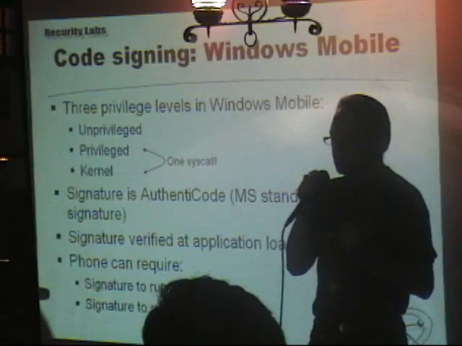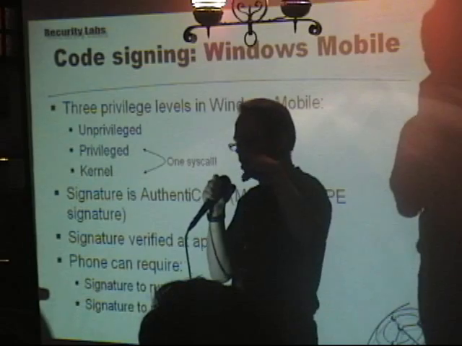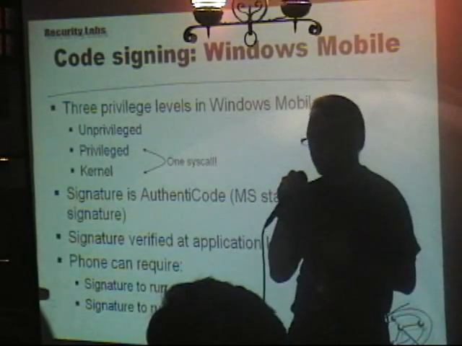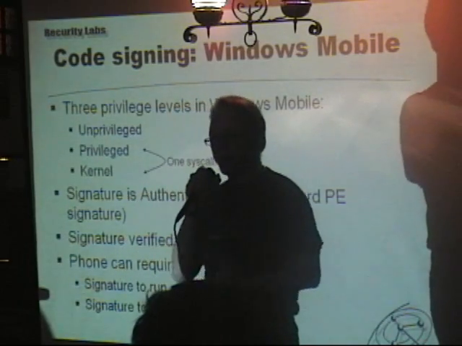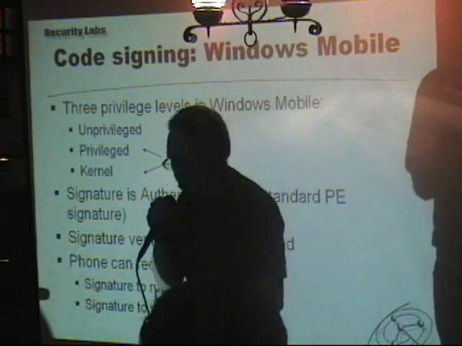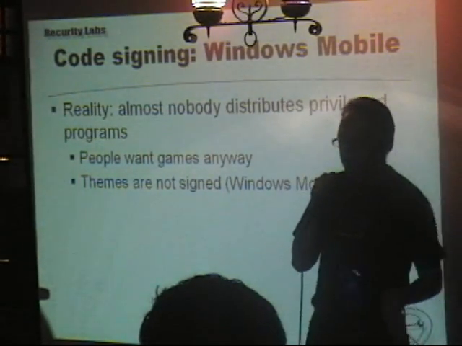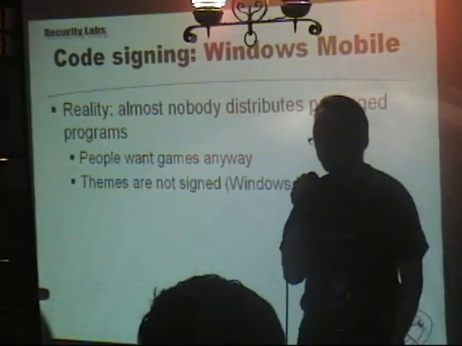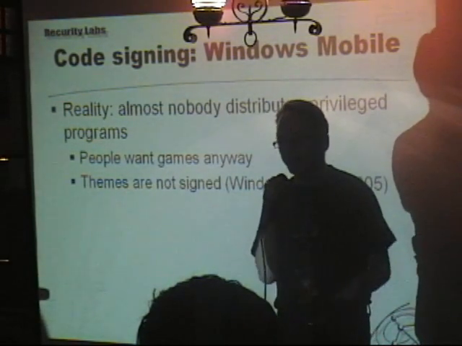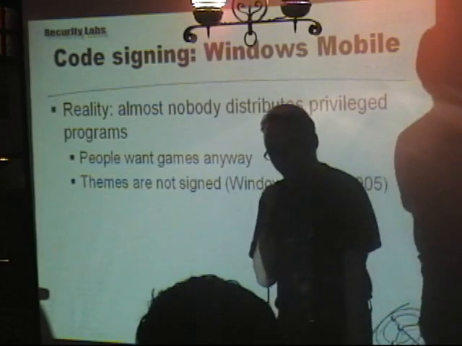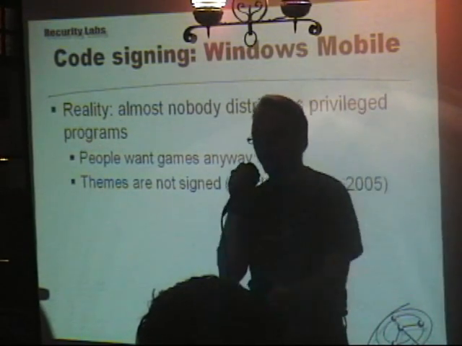In the phone, the requirement is set by the provider again, and you can say, I want the binaries to be signed to run at all, or I want them to be signed to run in privilege mode. Both very common settings. It's really hard to say what providers do. It changes from release to release. In reality, again, almost nobody cares about privileged binaries on Windows Mobile, because what's clever about Windows Mobile with the unprivileged binaries is the only thing that people want to download is games and themes. Games don't need to be privileged, themes are not even signed.